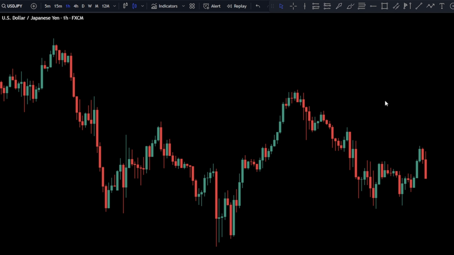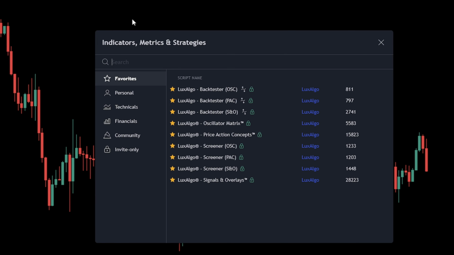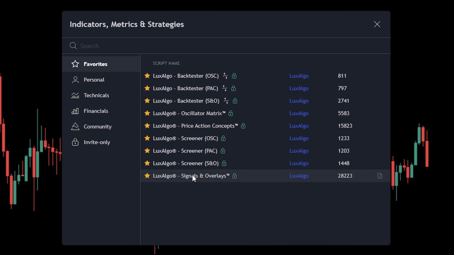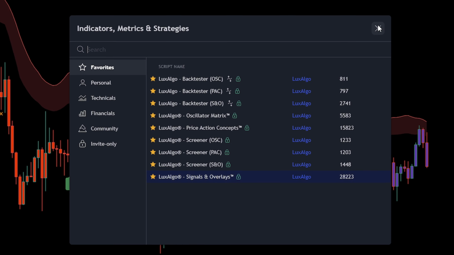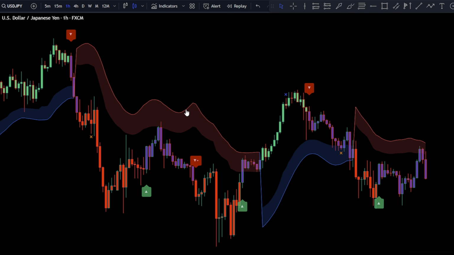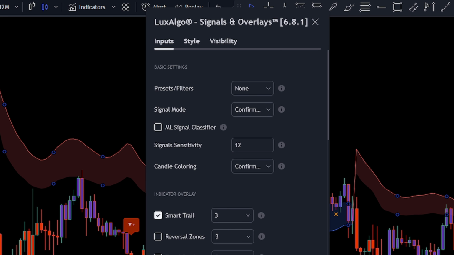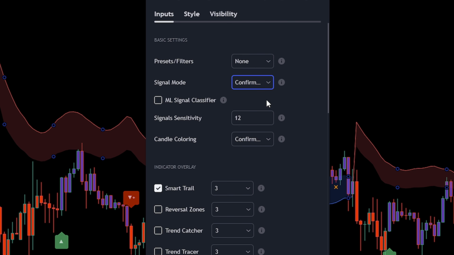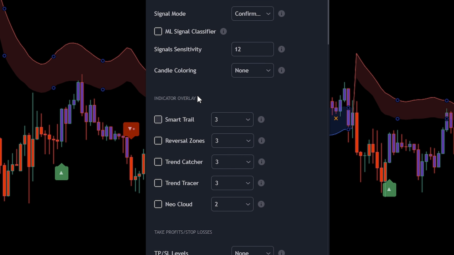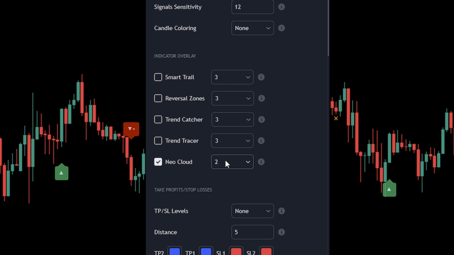To apply the indicators on your chart, log into your TradingView account and open any market. Currently, I am monitoring the USD Japanese yen price chart on the hourly time frame. Open the indicators and first search for LuxAlgo Signals and Overlays and click to add it to your chart. Alright, now let's adjust the settings of our indicator. For the signal mode, we want to use confirmation and exits. Next, we want to set the candle coloring to none. Then we want to disable the Smart Trail overlay and enable the NeoCloud and set its value to 1.